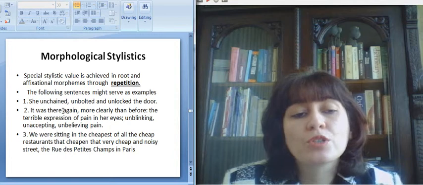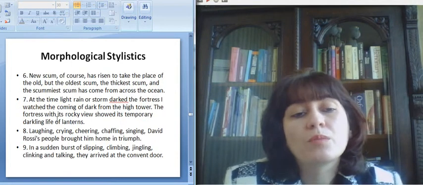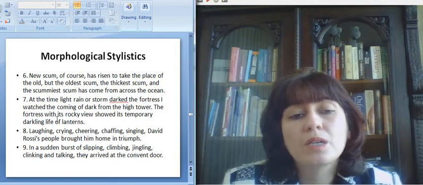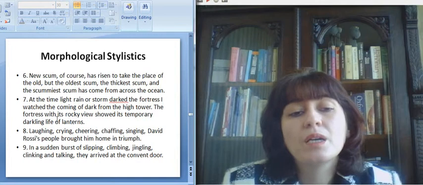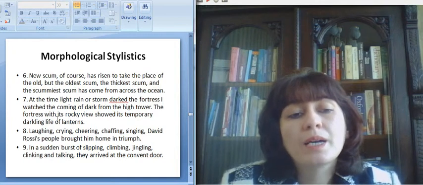We were sitting in the cheapest of all the cheap restaurants that cheapen that very cheap and noisy street in Paris. New scum, of course, has risen to take the place of the old, but the oldest scum, the thickest scum, and the scummiest scum has come from across the ocean.